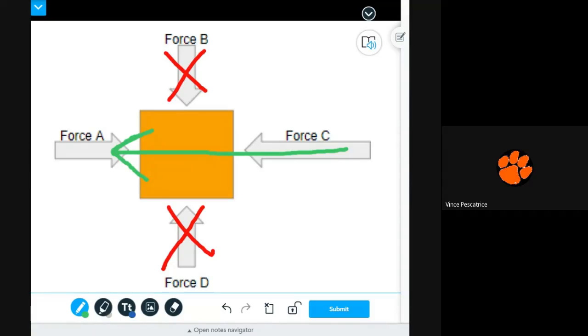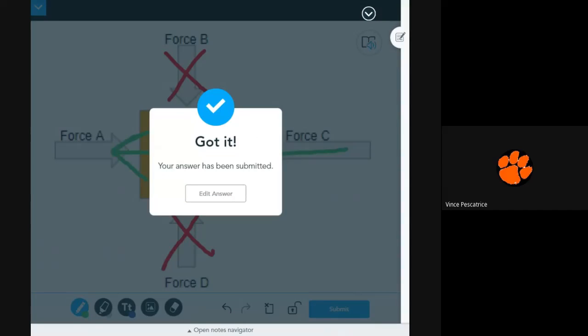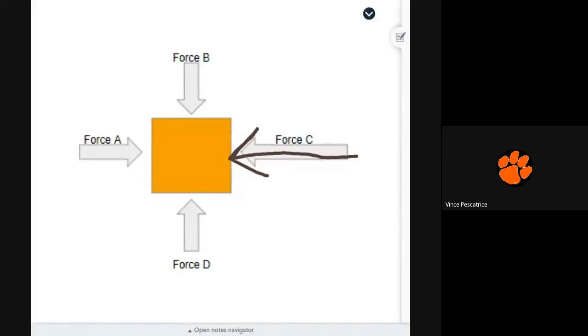All right. Good job, guys. Make sure you guys hit submit when you're done, otherwise I can't see it. All right. So right, this box will move to the left. Good.